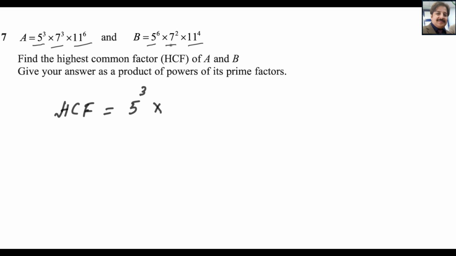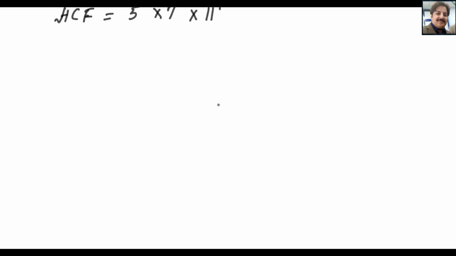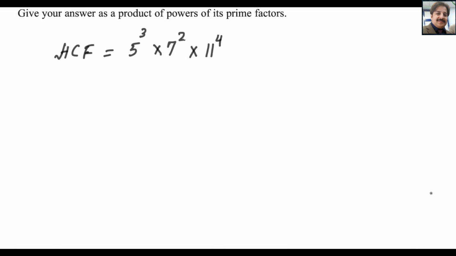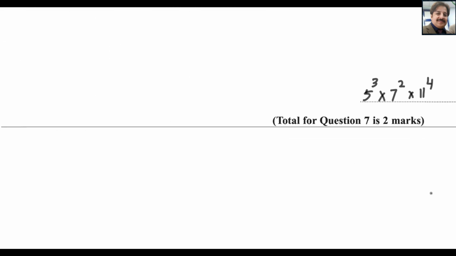multiply, from here you have to take 7 square because 7 cube is there, so you can take 7 square. 7 square will be common between them. And here 11 to the power 4 and 11 to the power 6, so 11 to the power 4 will be the common factor. So this will be the answer for this question: 5 cube multiply 7 square multiply 11 to the power 4. This is the answer for question number 7.